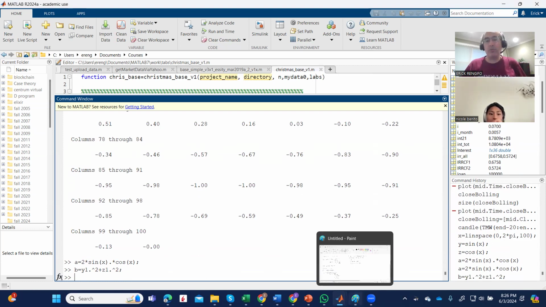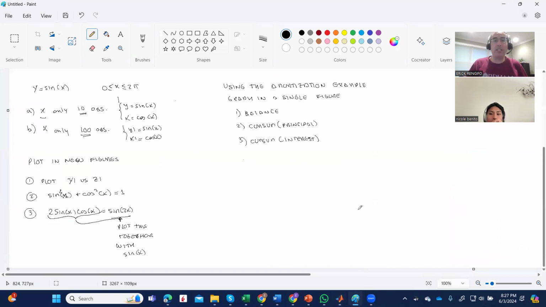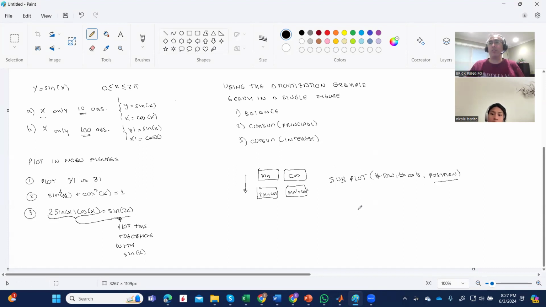Now, what I want to do is create a graph that looks like this. I have 1, 2, 3, and 4. I want here to put the sine of x, the cosine of x, 2 times sine times cosine, and sine squared plus cosine squared. This is what is called in MATLAB a subplot. Subplot: how many rows, how many columns, and then the position. This is the way it works.